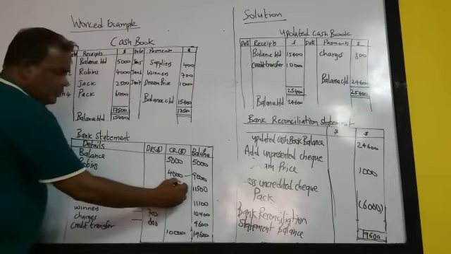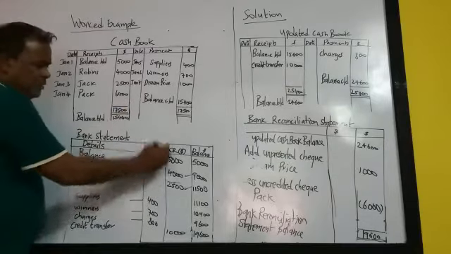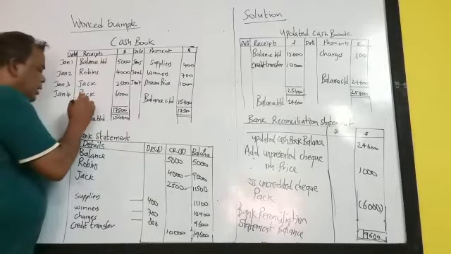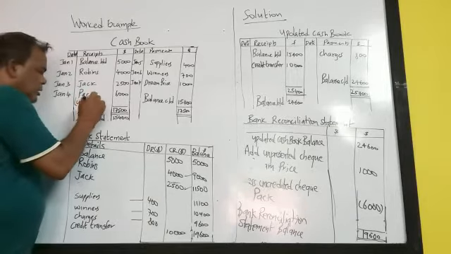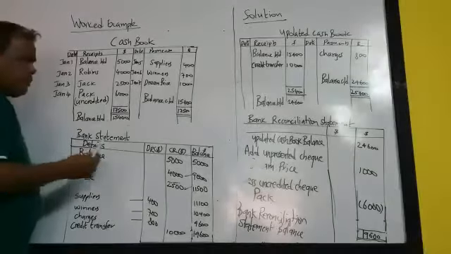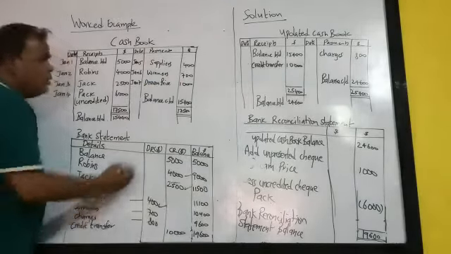2,500, we have 2,500 here, we put a tick. Then 6,000 has not yet been credited. This one is known as uncredited check. It has not yet been presented to the bank. And then we have 400. On the debit side also we have 400, good.